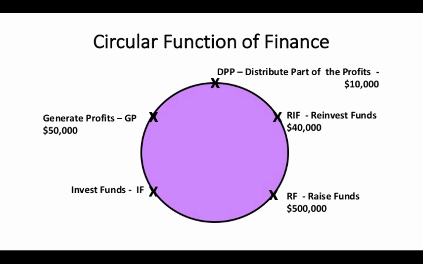The $40,000 reinvestment in the business is referred to as the retained earnings on the balance sheet of the company. Let's label this as reinvest funds on the circular function of finance.